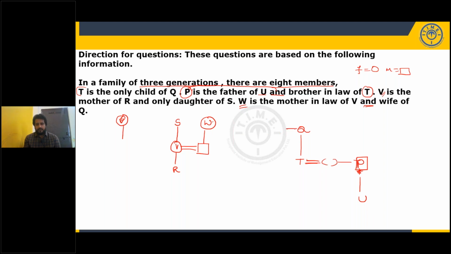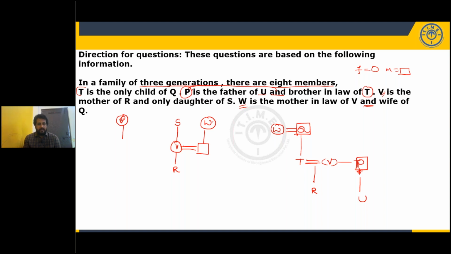So let us try to club it. W is the wife of Q. When W is female, Q will be male. We got some link. And W is the mother-in-law of V. Who is called mother-in-law? Spouse's mother. So V's spouse is T and T's mother is W. So V's mother-in-law is W. And we have the information that V is the mother of R. So T and V are a couple, and for this couple the child is R.